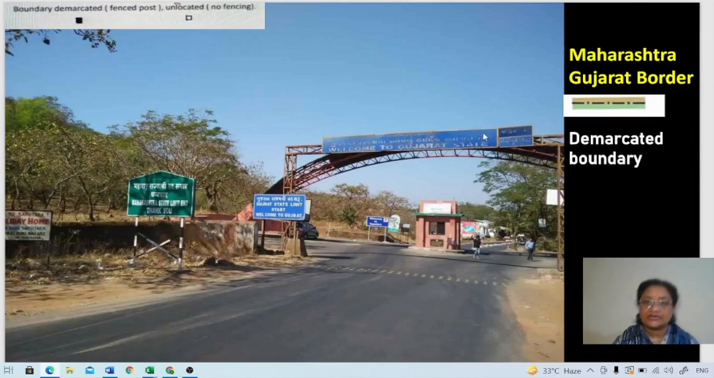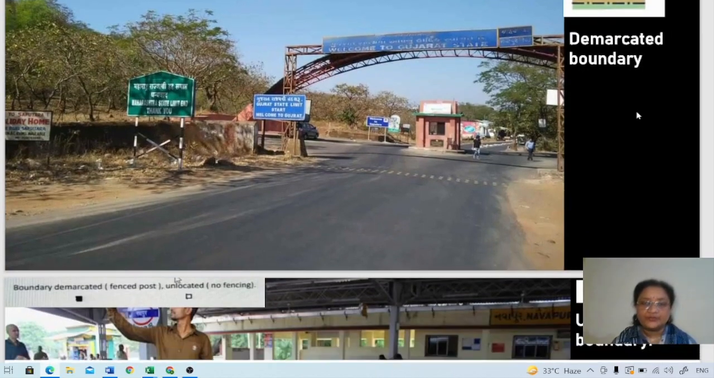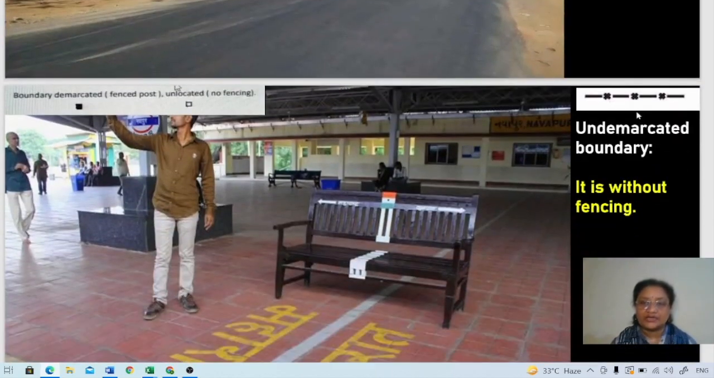These are the demarcated boundaries between the two states, right? Two states. That means on one side here you can see it is Maharashtra, and as you cross this line, that means the gate which is formed here, you will enter the Gujarat state, right? So the boundary between the two states is actually demarcated in this manner. Clear?